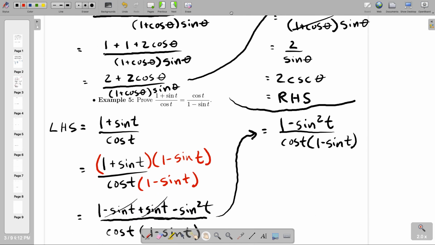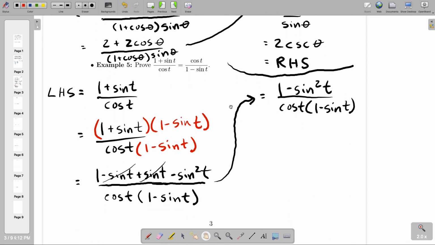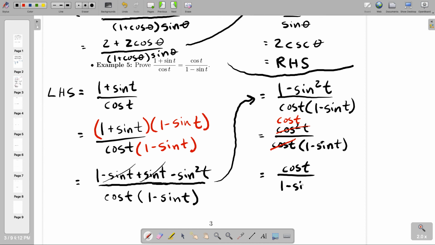So I can say that this 1 minus sine squared t is really just the cosine squared t. And now we can see how that cosine is going to be able to go away in our denominator. So I cancel this cosine out with one of these cosines, but I'm still left with cosine t, which is going to give me the cosine of t over 1 minus the sine of t, which is in fact my right-hand side.